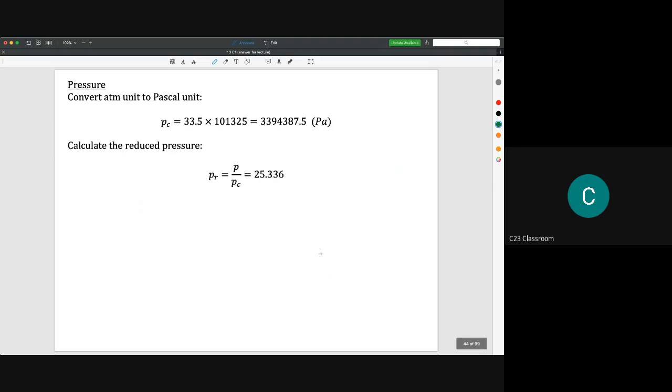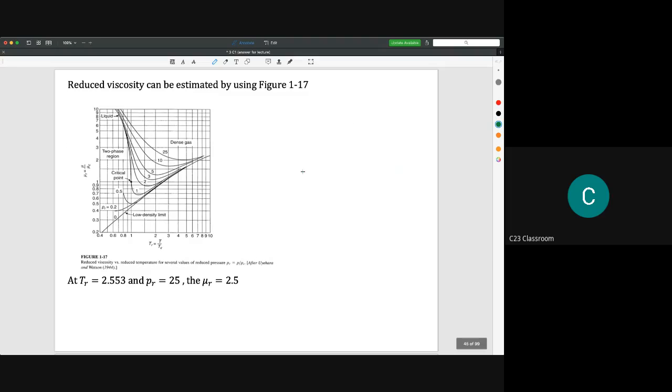And then from the atm units, we need to convert to Pascal. ATM is the atmospheric pressure right now, so it is around 101.3 kilopascal. So we write 101,325 Pascal, and multiply by 33.5, so we get the answer. Then we can calculate the reduced pressure by using this idea: the common pressure divided by the critical pressure in atm. So the reduced pressure ratio is 25.336.